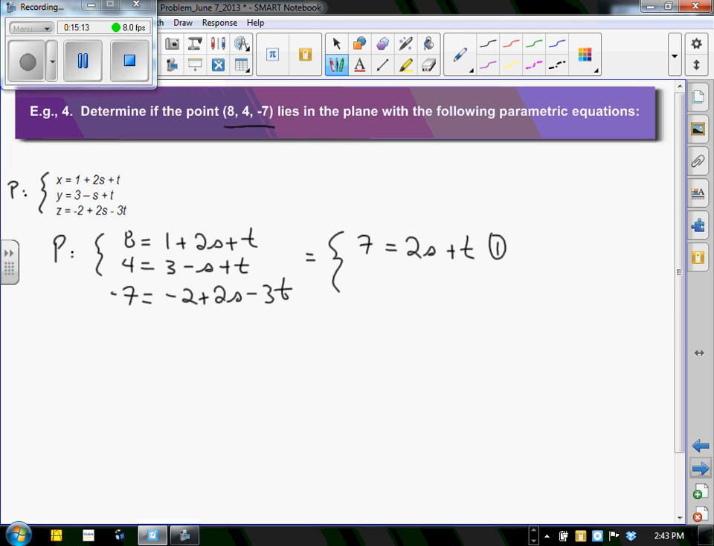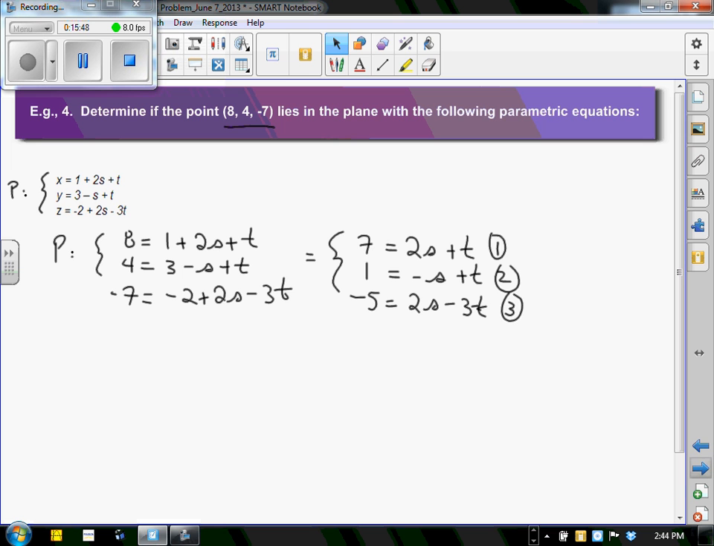Let's call that equation 1. Bring the 4 over to the left, so we have 4 equals minus s plus t. Let's call that equation 2. And then equation 3, bring the minus 2 over, we'd have minus 5 equals 2s minus 3t, and that's equation 3. So you're probably remarking that we now have a system of linear equations in 2 variables. In fact, we have 3 equations, all of them in 2 variables.